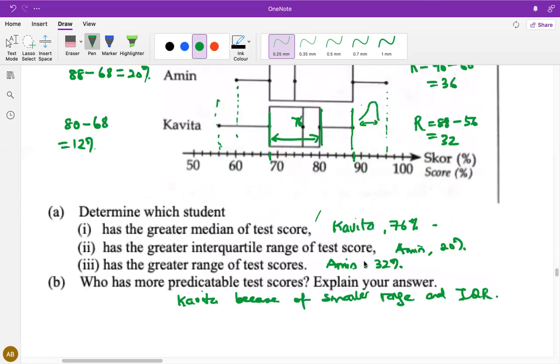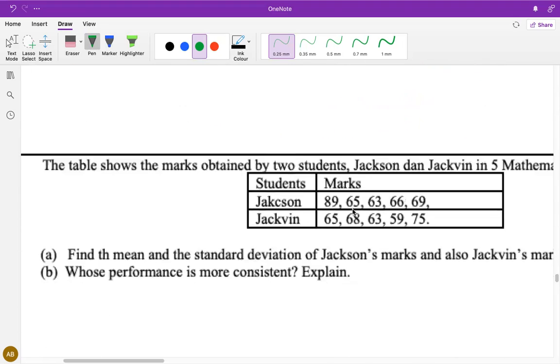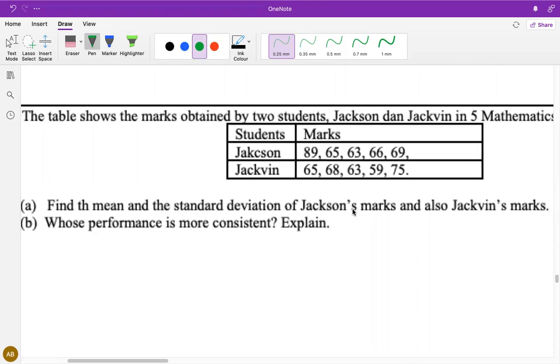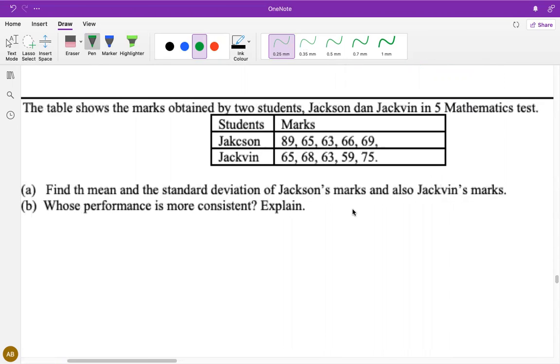All right. So meaning that smaller range is more predictable. Okay. Question number 4. The table shows the marks obtained by Stan Jackson and Jack Finn in a 5 mathematics test. Find the mean and standard deviation of marks of each and whose performance is more consistent. So if the standard deviation is smaller, then it's more consistent, right? So remember. Okay, so A, find the mean.